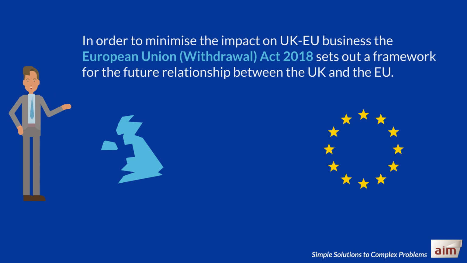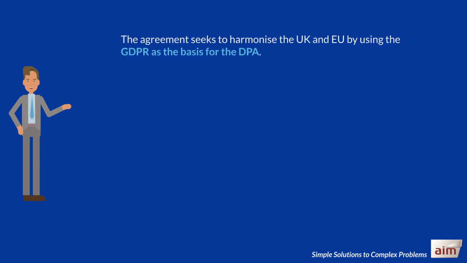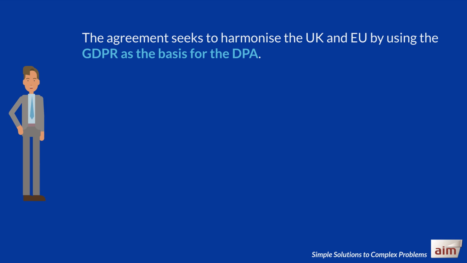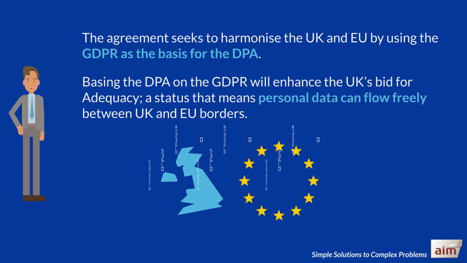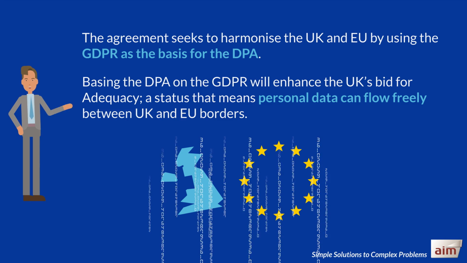In order to minimize the impact on UK-EU business, the European Union Withdrawal Act 2018 sets out a framework for the future relationship between the UK and the EU. The agreement seeks to harmonize the UK and EU by using the GDPR as the basis for the DPA. Basing the DPA on the GDPR will enhance the UK's bid for adequacy, a status that means personal data can flow freely between UK and EU borders.